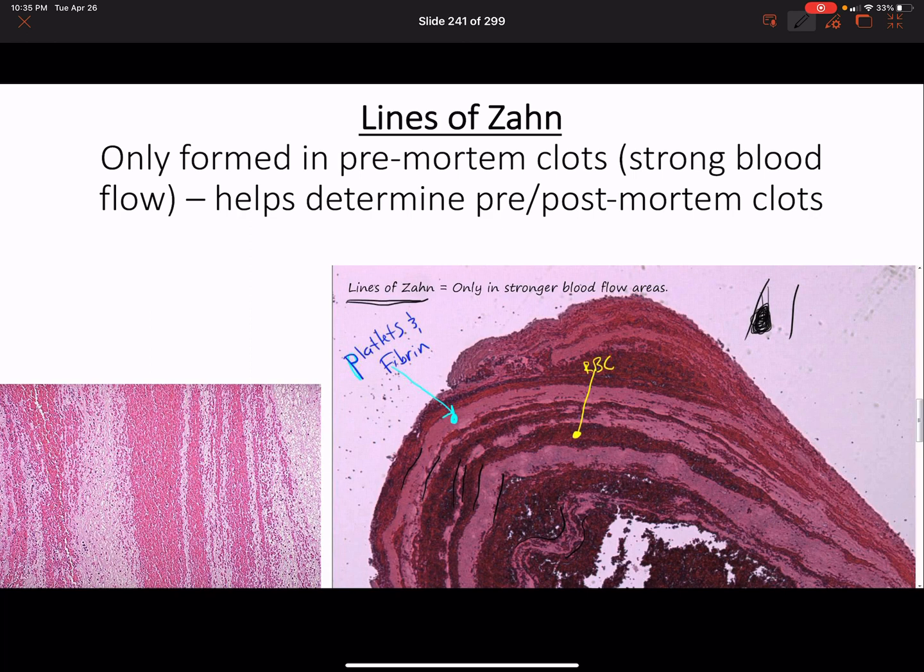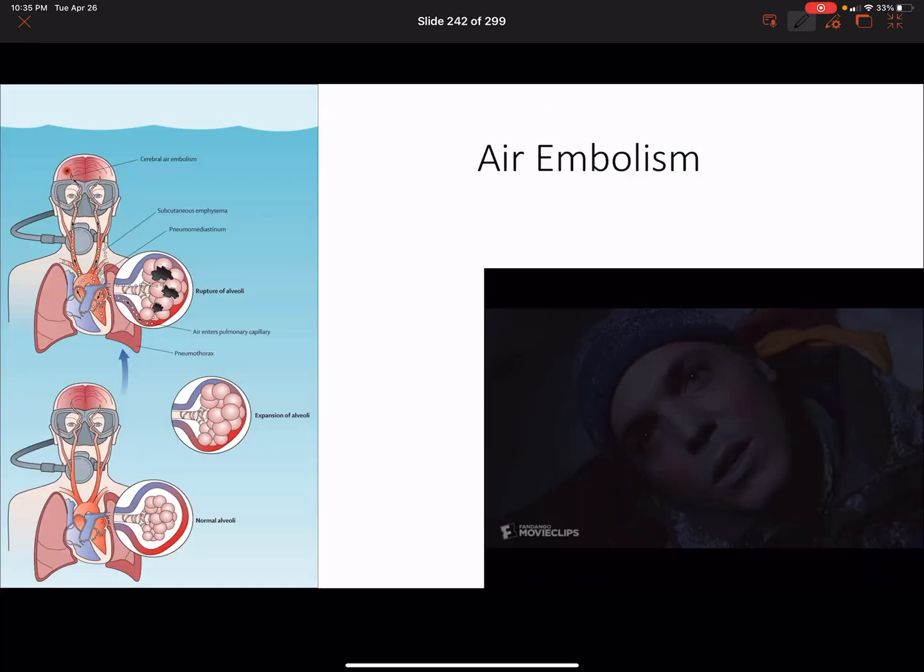Lines of Zahn, so these are formed pre-mortem. So when someone's living and they get a clot, the high blood flow somehow causes kind of like rings on a tree stump. We're going to have platelet and fibrin, red blood cells, platelet and fibrin, red blood cells. So people get clots sometimes after they die, but they won't have these lines of Zahn. So that's why they're a useful diagnostic feature. Again, red blood cells, platelets, and fibrin.